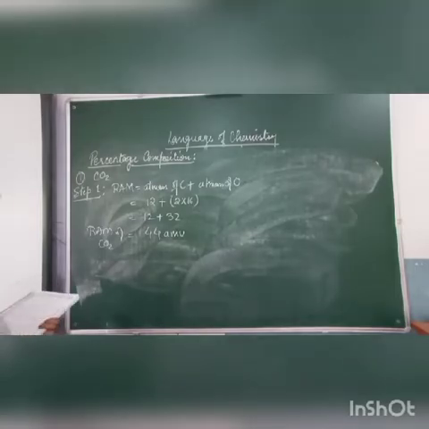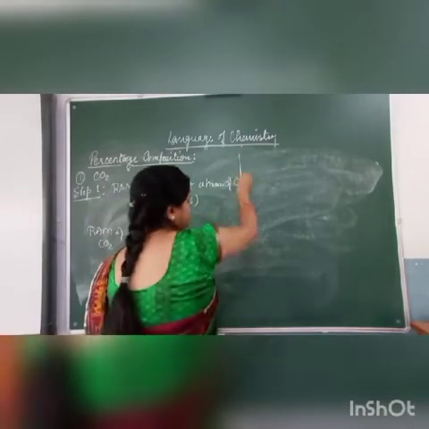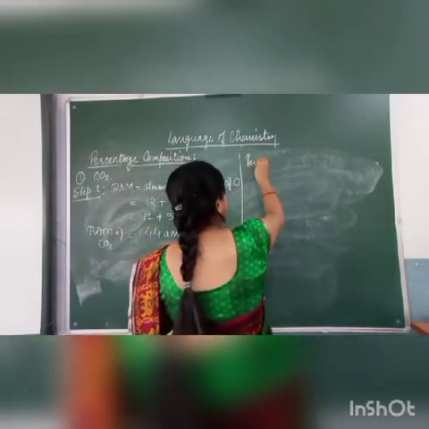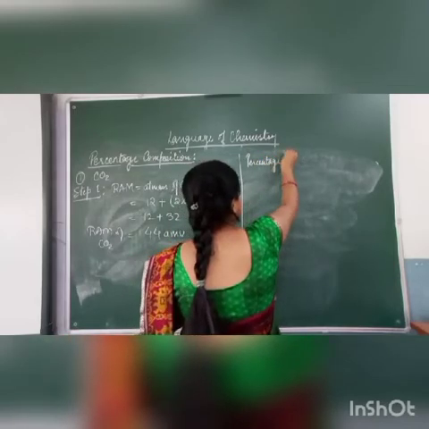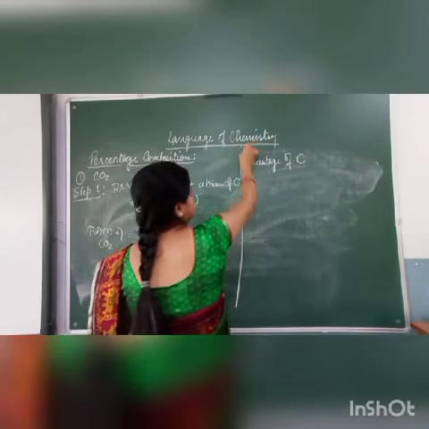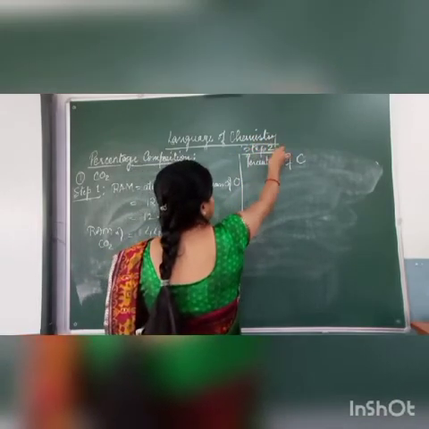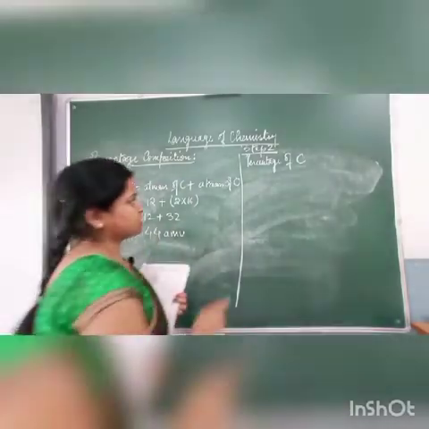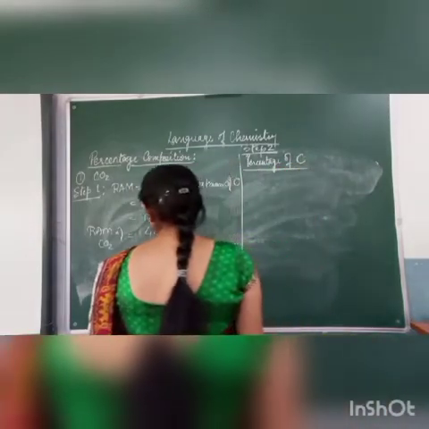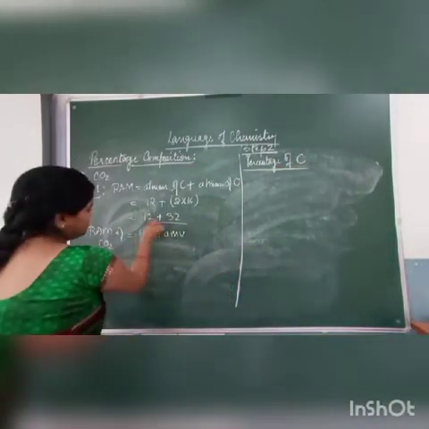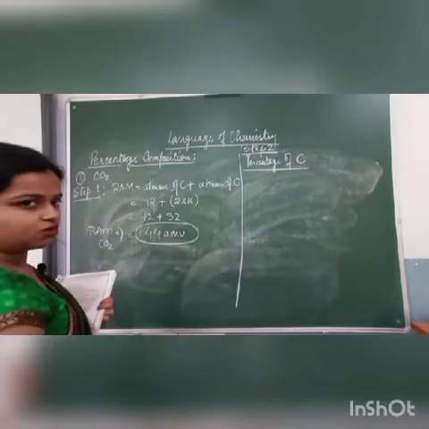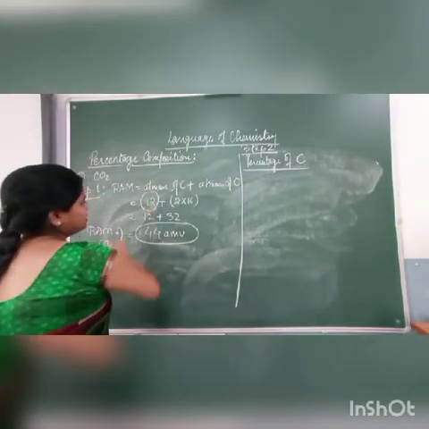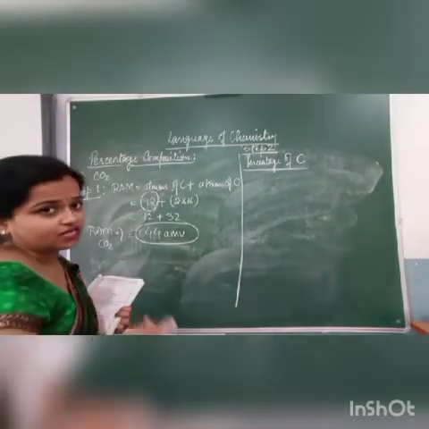Now the second step. What we have to do is calculate the percentage of carbon and the percentage of oxygen. In step number 2, we calculate the percentage of the elements which are present, such as the percentage of carbon. What are the steps we have to follow? See, total amount of carbon dioxide is 44, out of which 12 is the number of carbon.